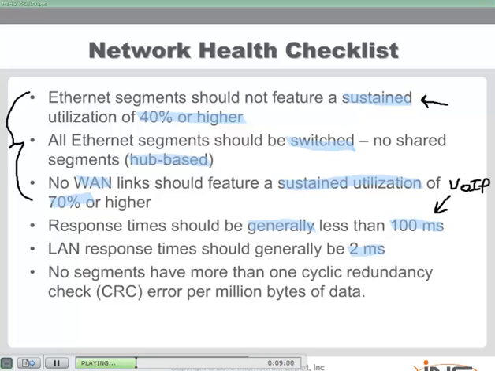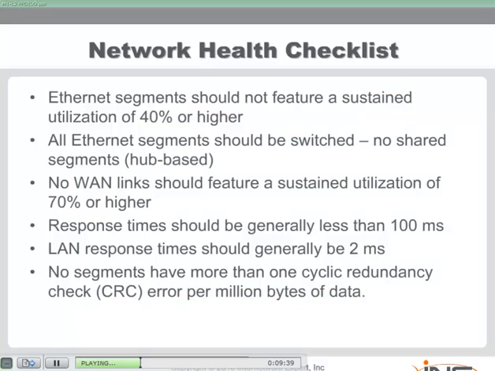When you are looking at your segments, you shouldn't have cyclical redundancy check errors. There shouldn't be errors with packets in your network. There should only be about 1 per million bytes. So we have very few errors. And the reason why you have very few errors is you're not having collisions because you're in a purely switched environment. By eliminating the hubs, you should eliminate all your collisions, and therefore you shouldn't be dealing with cyclical redundancy check failures.